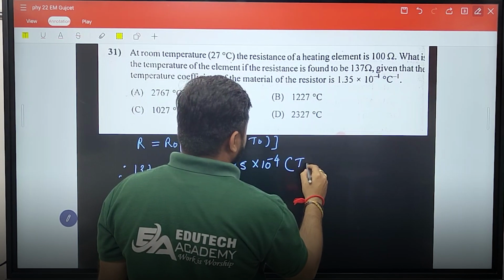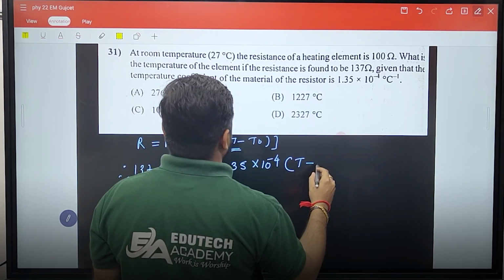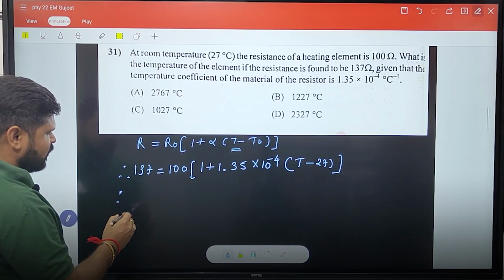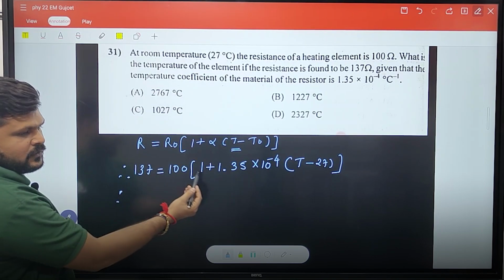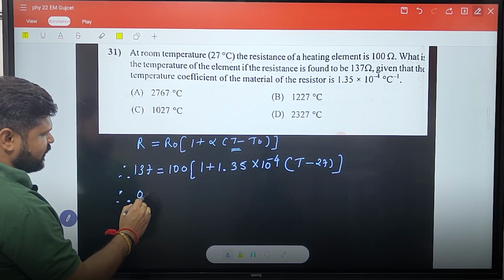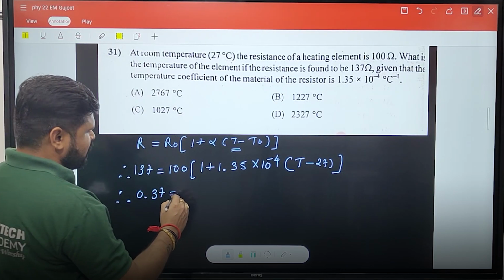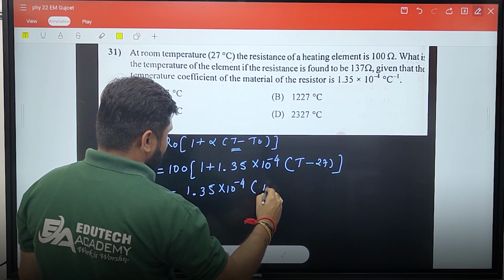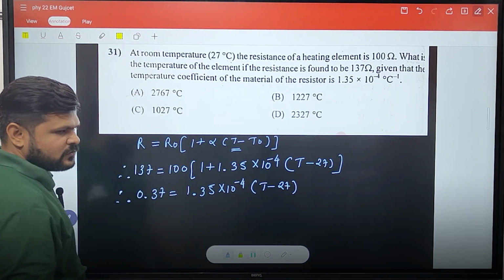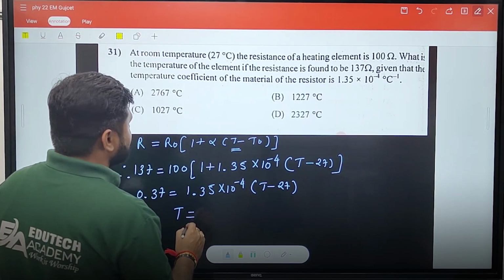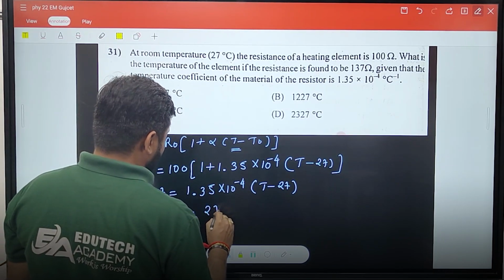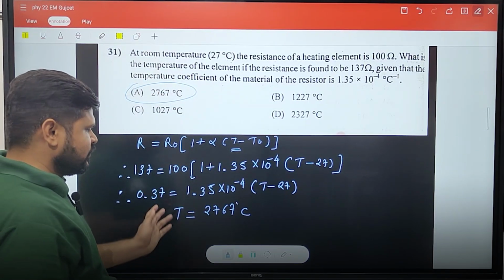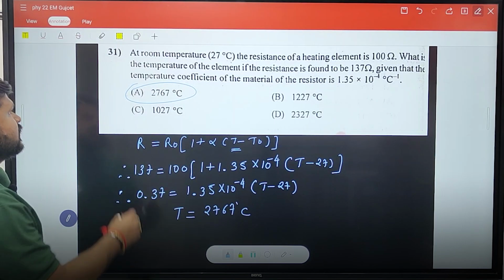T is the final temperature, that is the question. T0, that is the initial temperature, is given as 27. 100 in the denominator, so that will become 1.37. This 1 will be here minus, so that will ultimately be 0.37 is equal to 1.35 into 10 raised to minus 4 (T minus 27). Now when you solve this, you will find that this temperature becomes 2767 degrees Celsius. So the correct option is A. You can solve it on your own. Okay, so this is MCQ number 31.